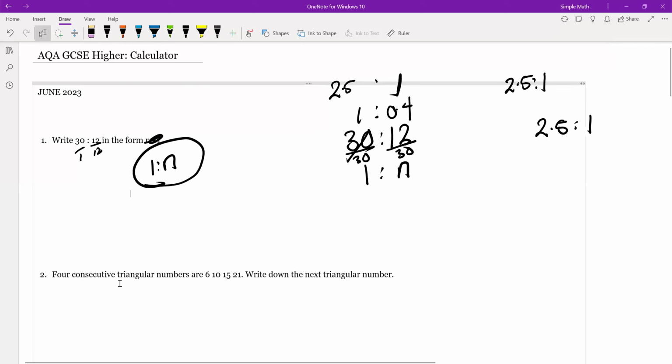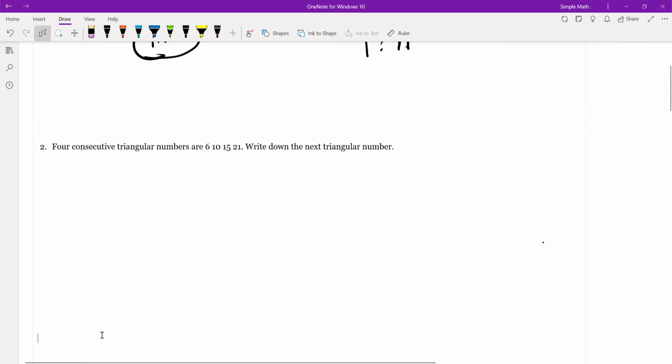Now, number two, four consecutive triangular numbers. So let's talk about triangular numbers quickly. What are they? I'll just call them dots like this. I have one, two. You can see I've formed a triangle. One, two, three. You are forming an equilateral triangle. So you have three dots here, three dots here, three dots here. You have formed an equilateral triangle. You keep going.